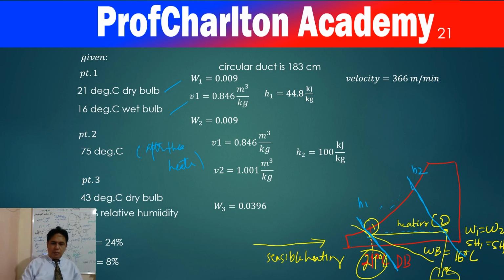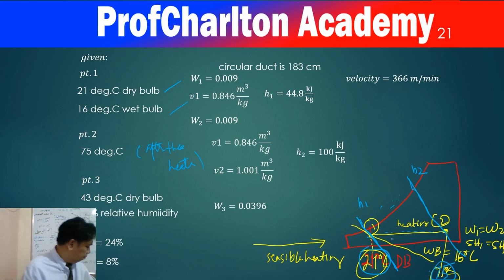At point 3, 43 degrees dry bulb. So from 21 it becomes 75, and then it goes back to 43. Of course, our drawing of the psychrometric chart is not based on proper scale, but we could say that the line should go back.